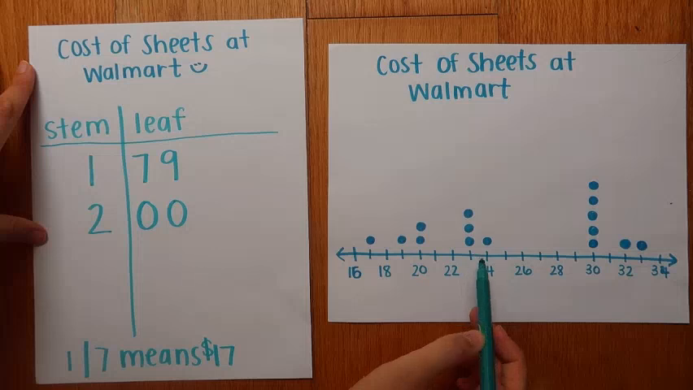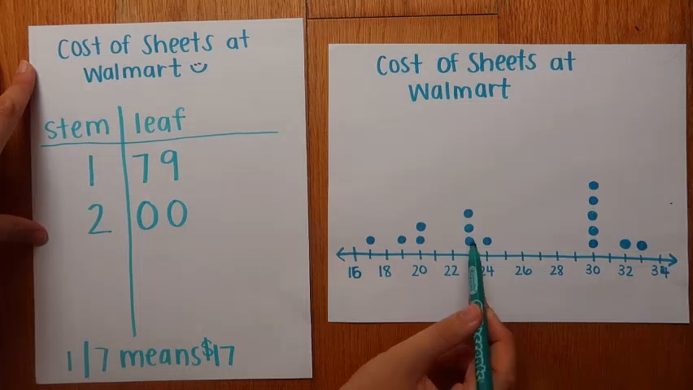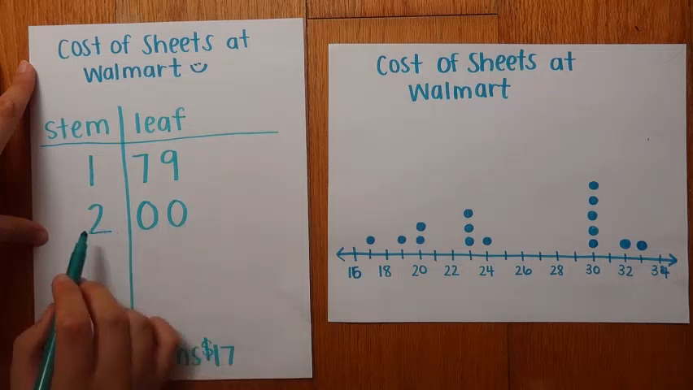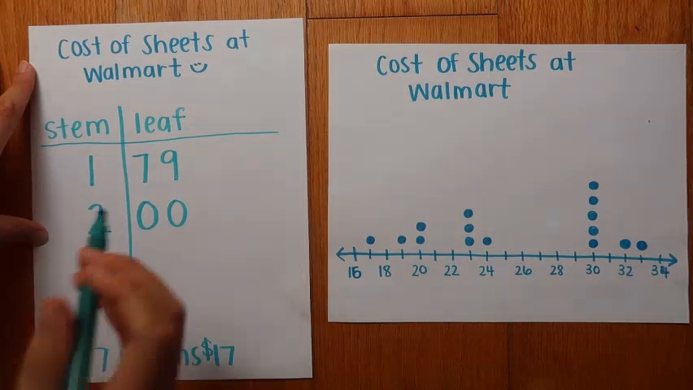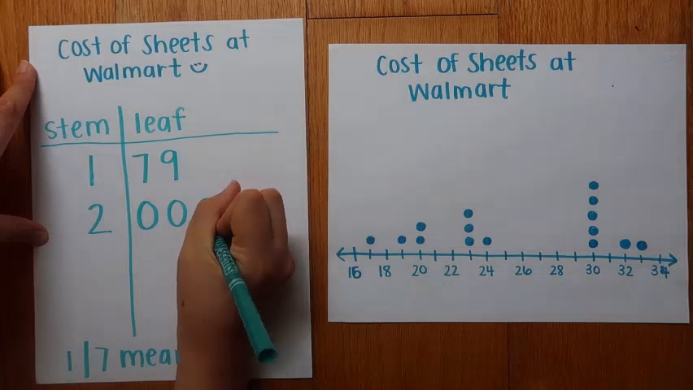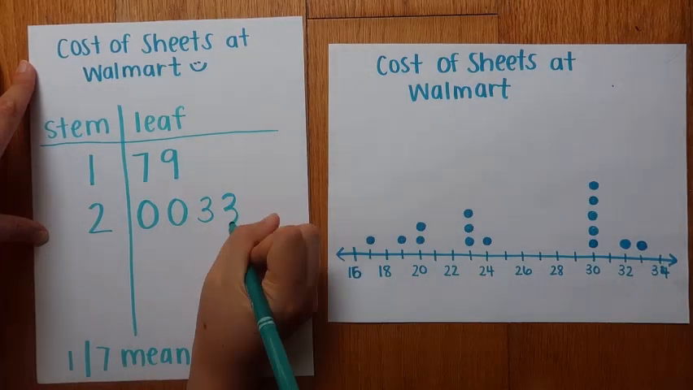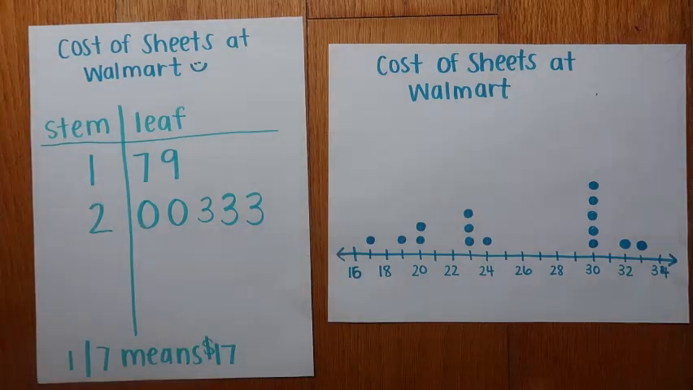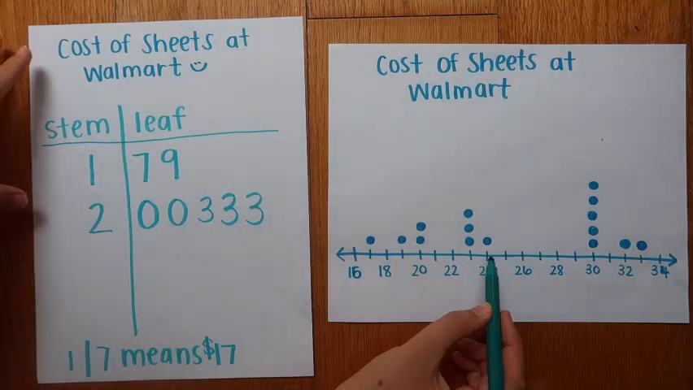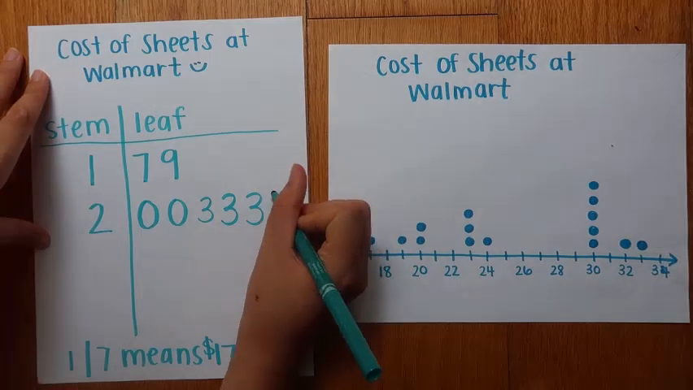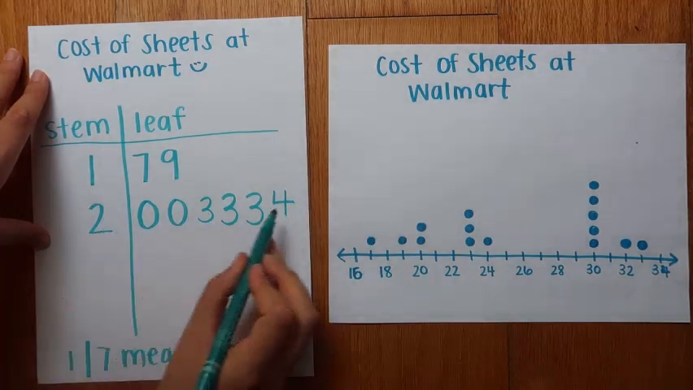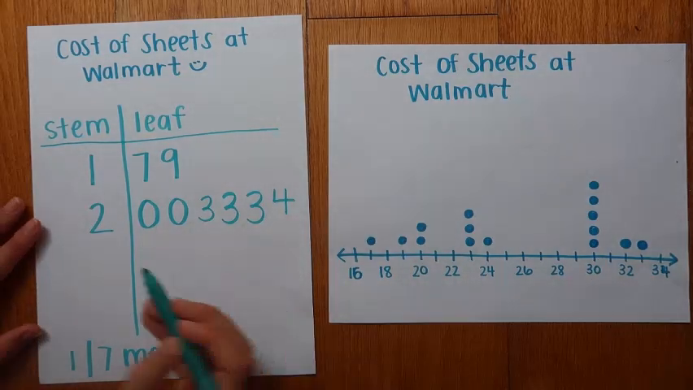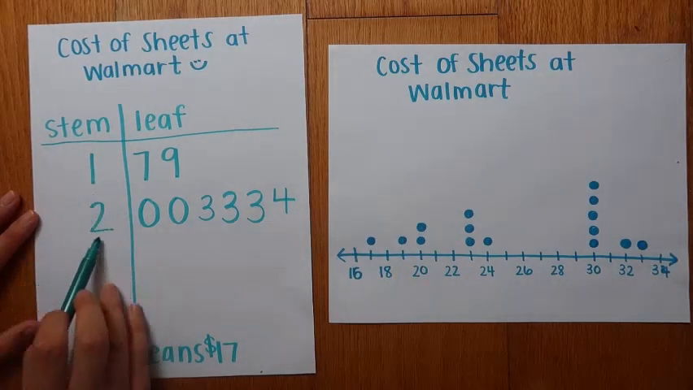The next one in my row is 23, and it looks like I have 3 dots above 23, so that means I need to have 3 23s here: 2 3, 2 3, 2 3. Okay, and then finally I have 24, and just one of those, so we just write 1 for it. 24. Okay, 30 is the next one, so that means we no longer have a 2 in the tens place.